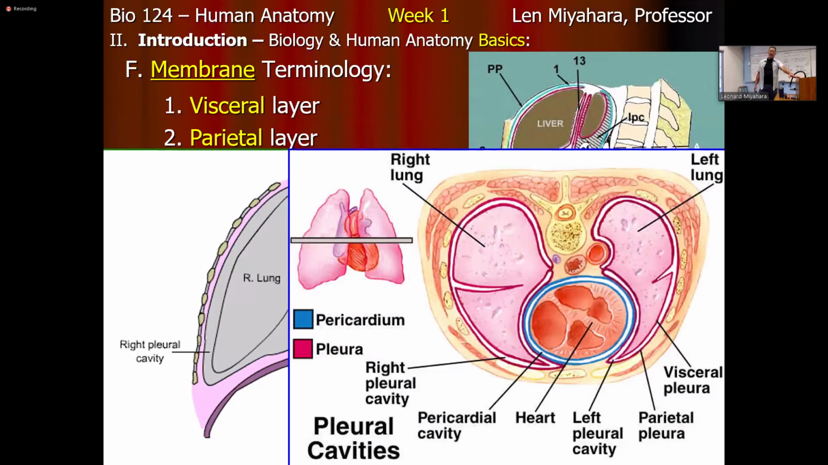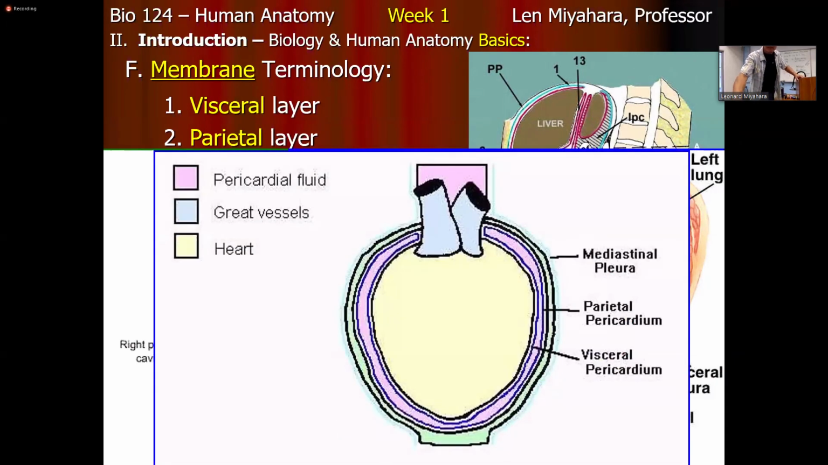In the pericardial cavity, we also have visceral and parietal pericardium. We'll learn later in the semester that parietal pericardium is called the pericardial sac, and visceral pericardium is called epicardium, but don't worry about that now. You just worry about visceral pericardium and parietal pericardium right there.